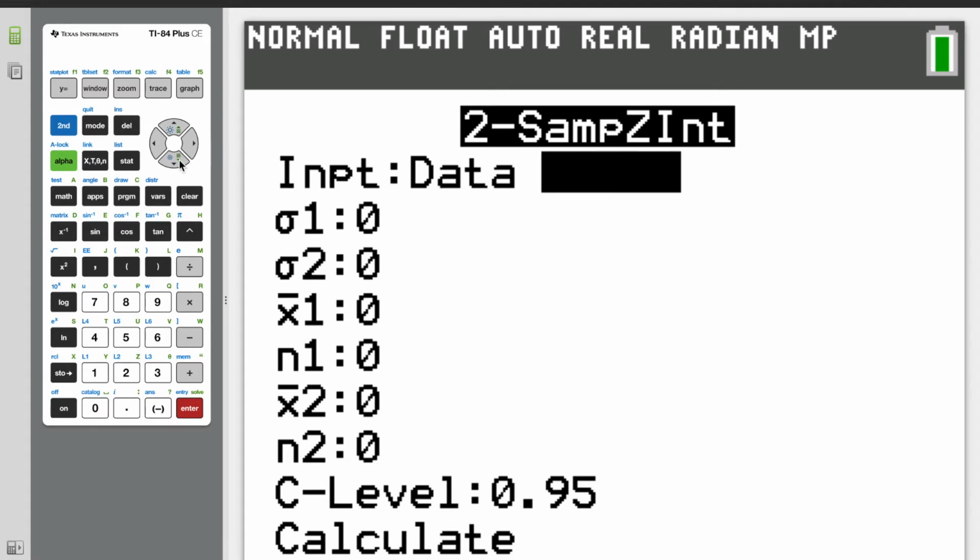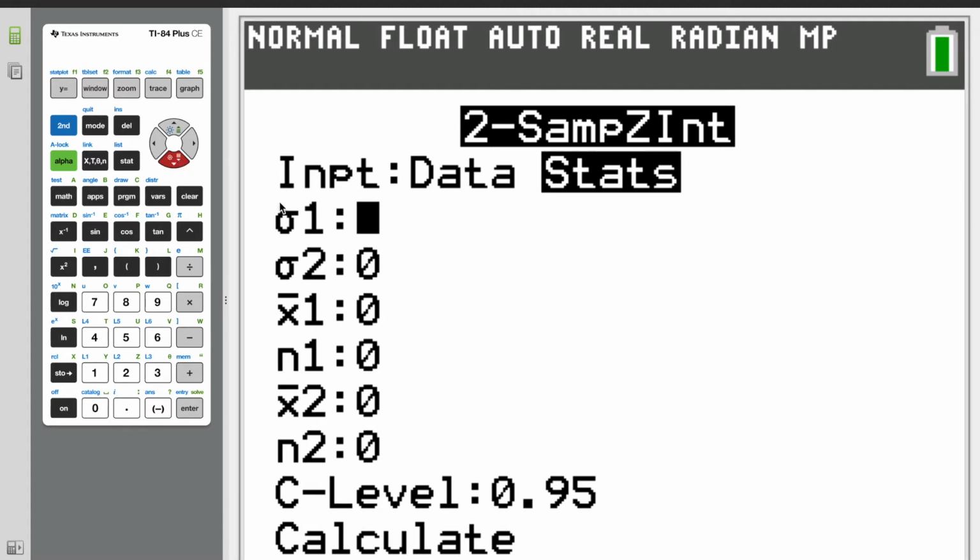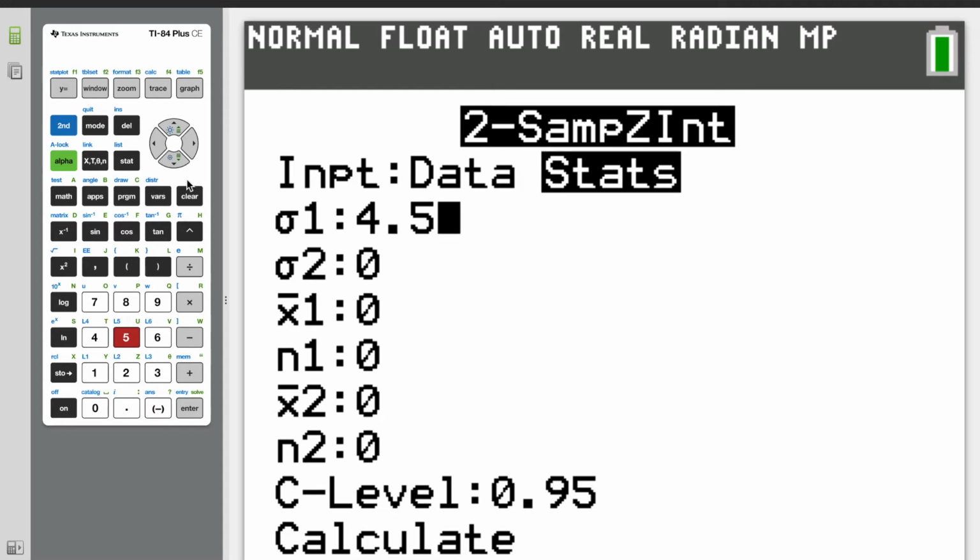And so in our problem from the previous video, we were looking at the difference between the mean ages of male and female students at VCU. And our first population was the mean ages of men. And we were given a population standard deviation of 4.5. The population standard deviation for the women was 3.7.